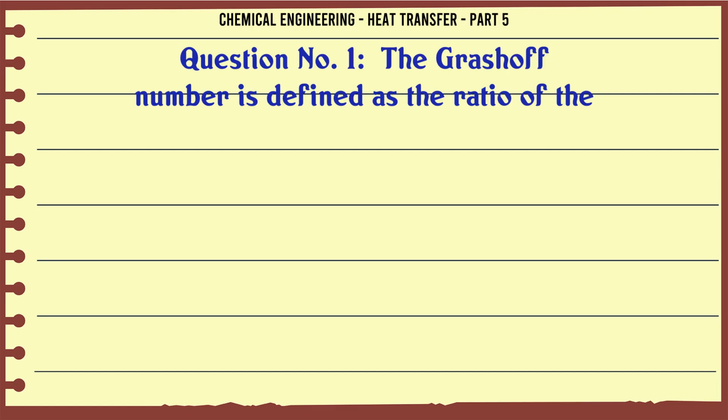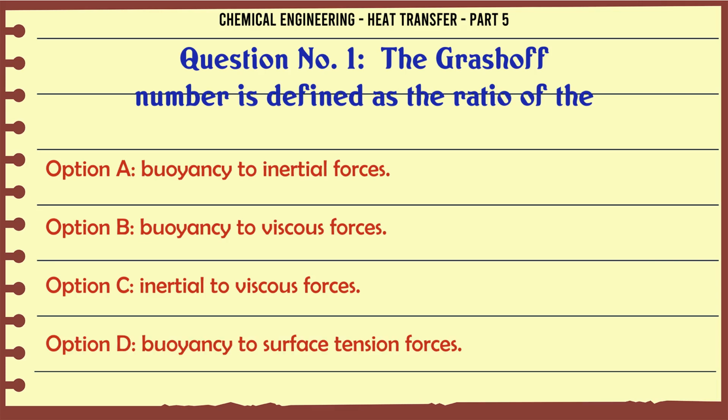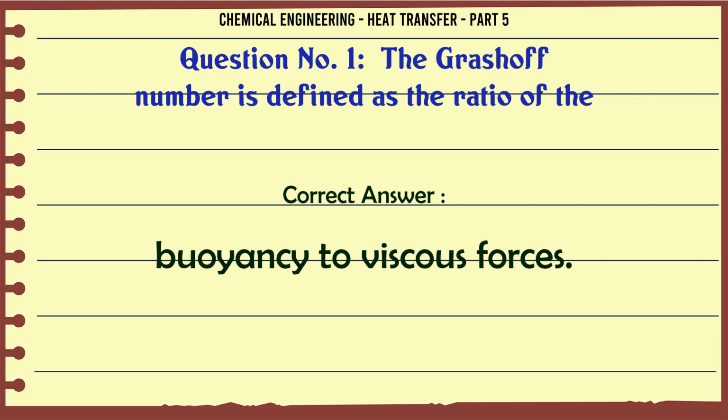The Grashof number is defined as the ratio of the: A. buoyancy to inertial forces, B. buoyancy to viscous forces, C. inertial to viscous forces, D. buoyancy to surface tension forces. The correct answer is buoyancy to viscous forces.